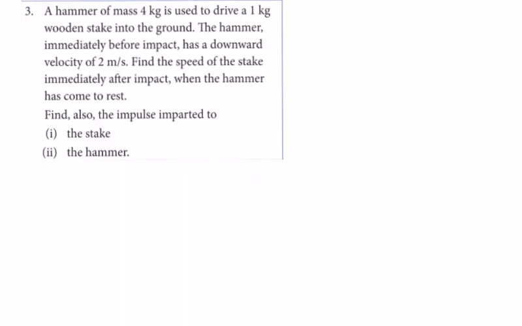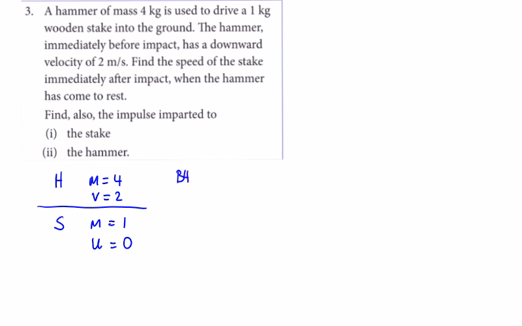So a hammer of mass 4 kilos. So we have a hammer. M is equal to 4. Used to drive a 1 kilo wooden stake. So we have a stake. Mass is equal to 1. So we have a closed system here with two things happening. So we're looking at the momentum being the same before and after. The hammer immediately before impact has a velocity of 2. And the stake is obviously at rest, so its velocity, or you can call it U, is equal to 0. Find the speed of the stake immediately after impact when the hammer has come to rest.